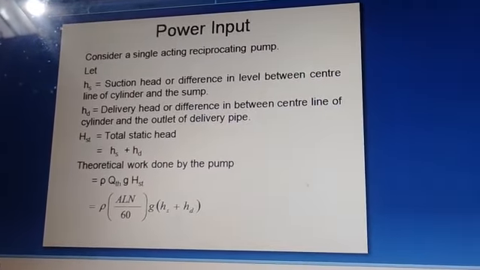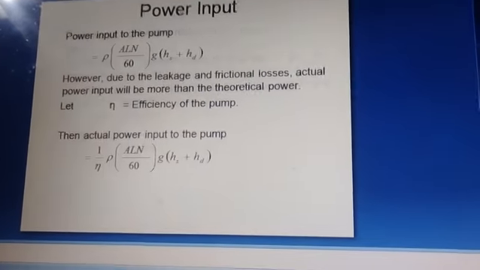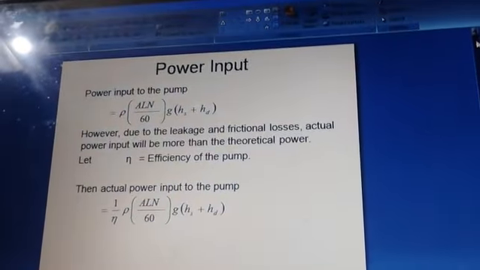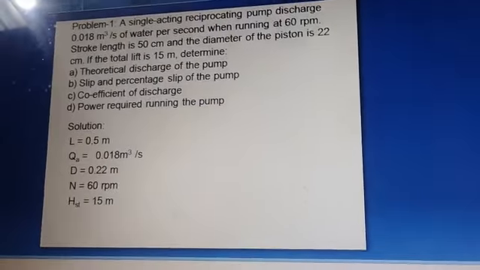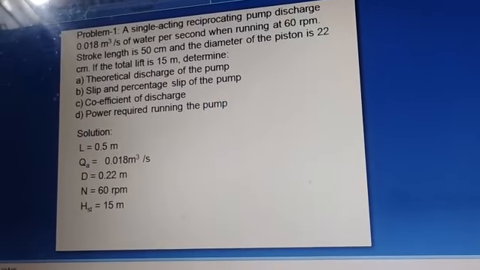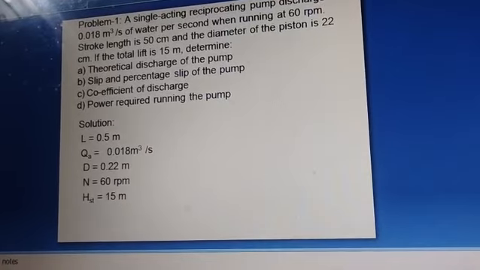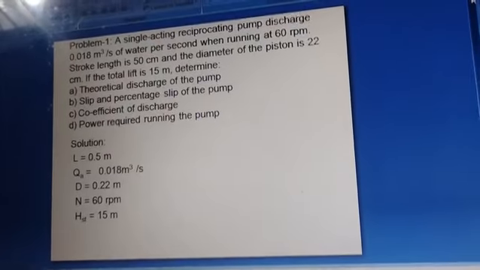How to calculate the power for a reciprocating pump? The power input to the pump is rho into A L N by 60 into g into (Hs plus Hd). So these are the simple formulas for finding the theoretical discharge, actual discharge, slip of the pump, and the power required to drive the pump.